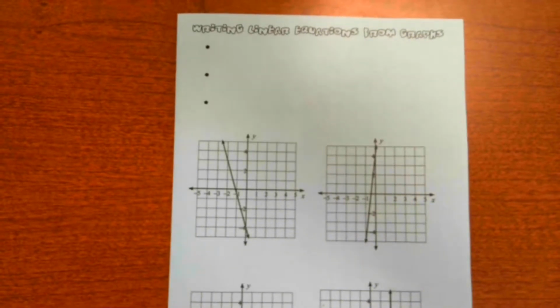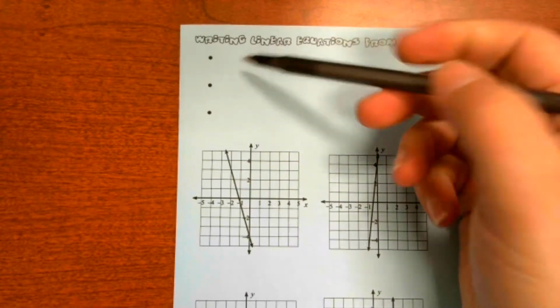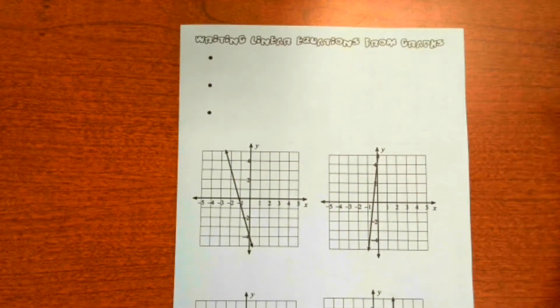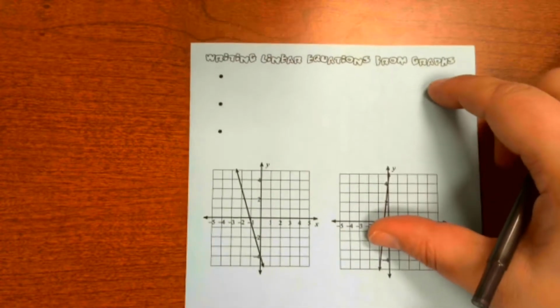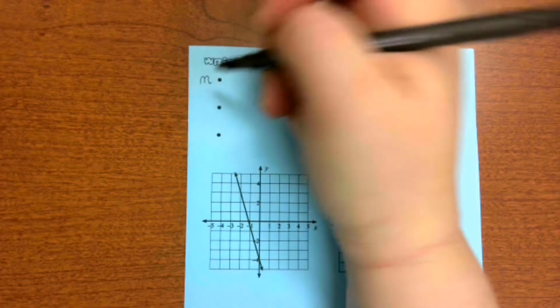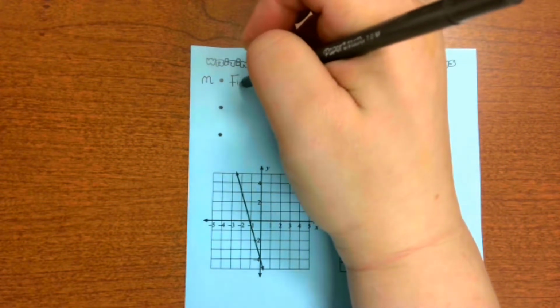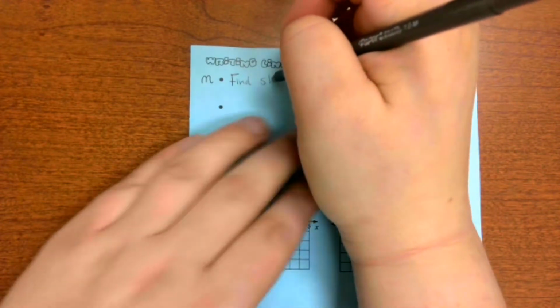Alright guys, we're just coming back into the new year, starting it nice and easy, writing linear equations from graphs. Well, you already know how to do this, but you may not remember. There's three key things. I'm going to give you a hint, your slope. So the first thing we're going to do is always find the slope.